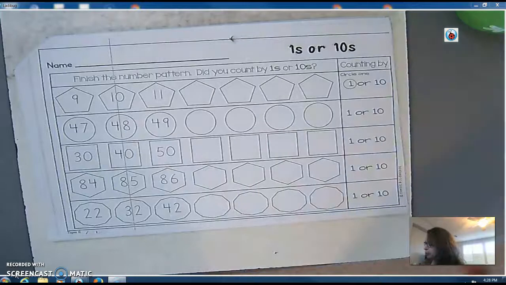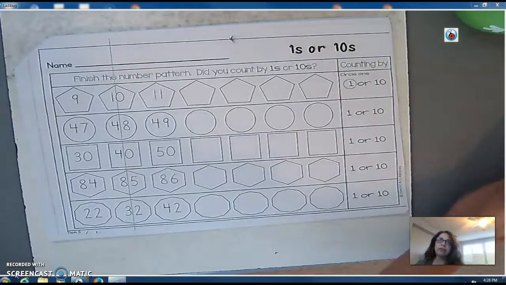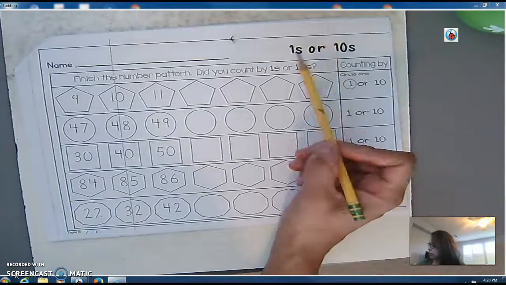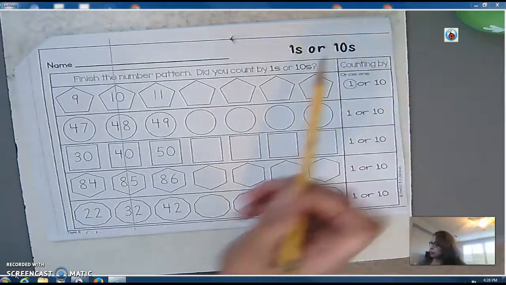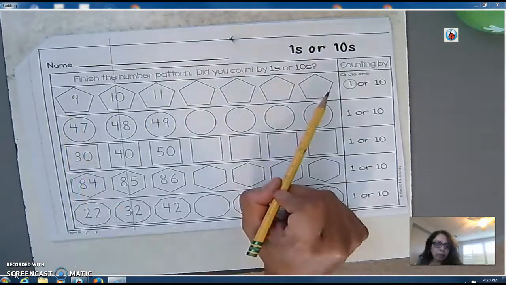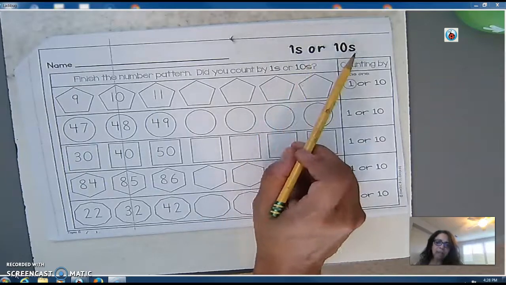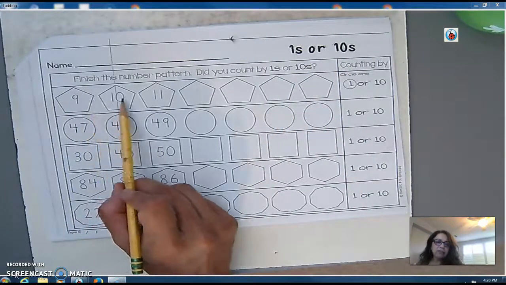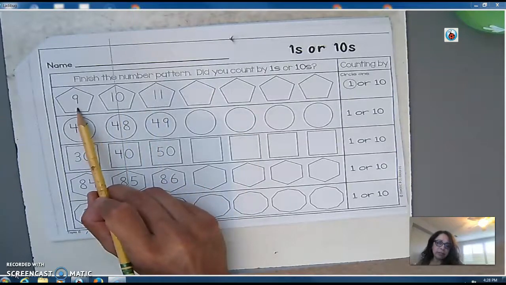And remember, the reason why we're doing this packet is so that we can slow down in topic 6. We want to make sure we take our time here and make sure that everyone feels comfortable with all these big numbers. We also want to focus on learning the difference between counting by ones and counting by tens. So here it says, finish the number pattern. Did you count by ones or tens? The only way you're going to know is if you look at the first 3 numbers and see how many numbers you skipped.